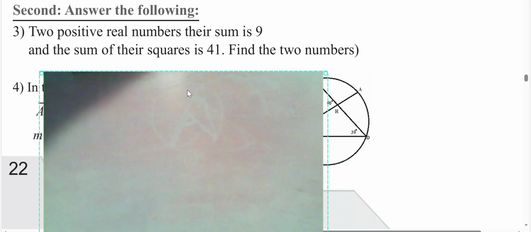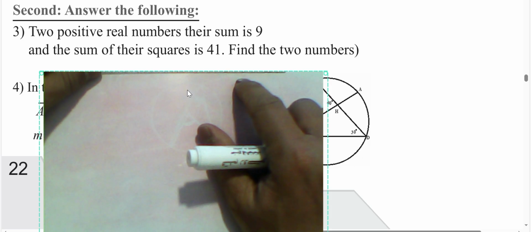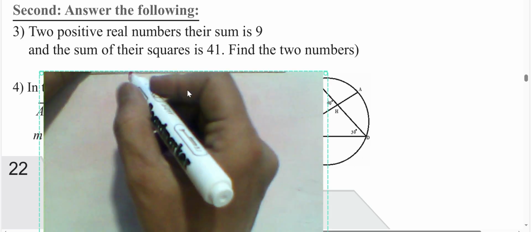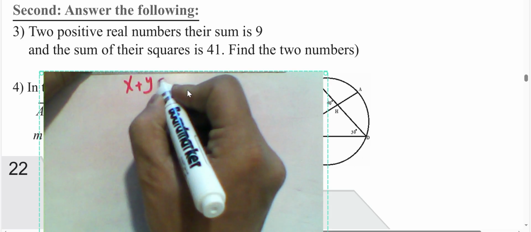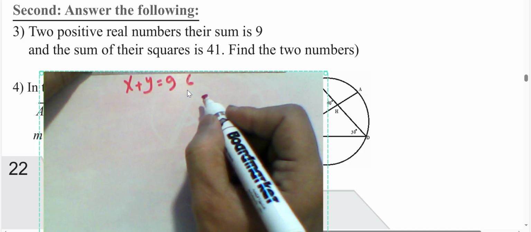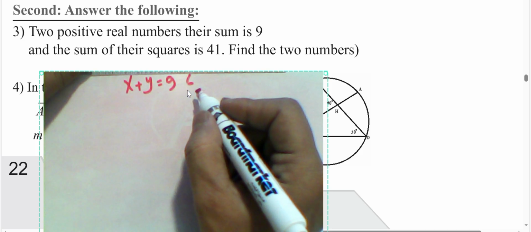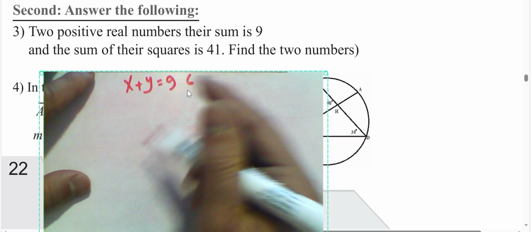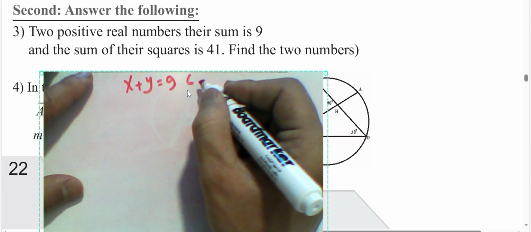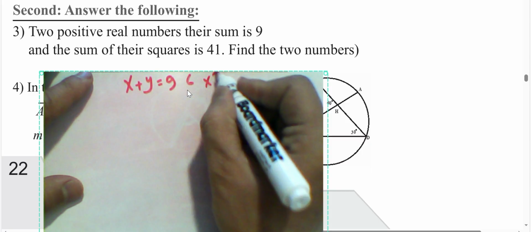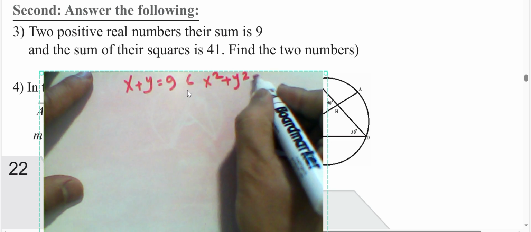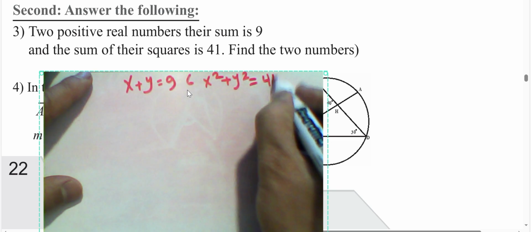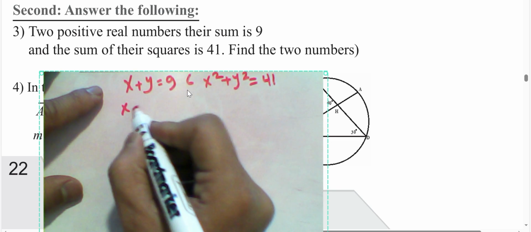Second question. We have here two positive real numbers. Their sum equals 9. Then x plus y equals 9. And the sum of their squares equals 41. The sum of their squares, x power 2 plus y power 2, is 41. We can find the value of x, right?